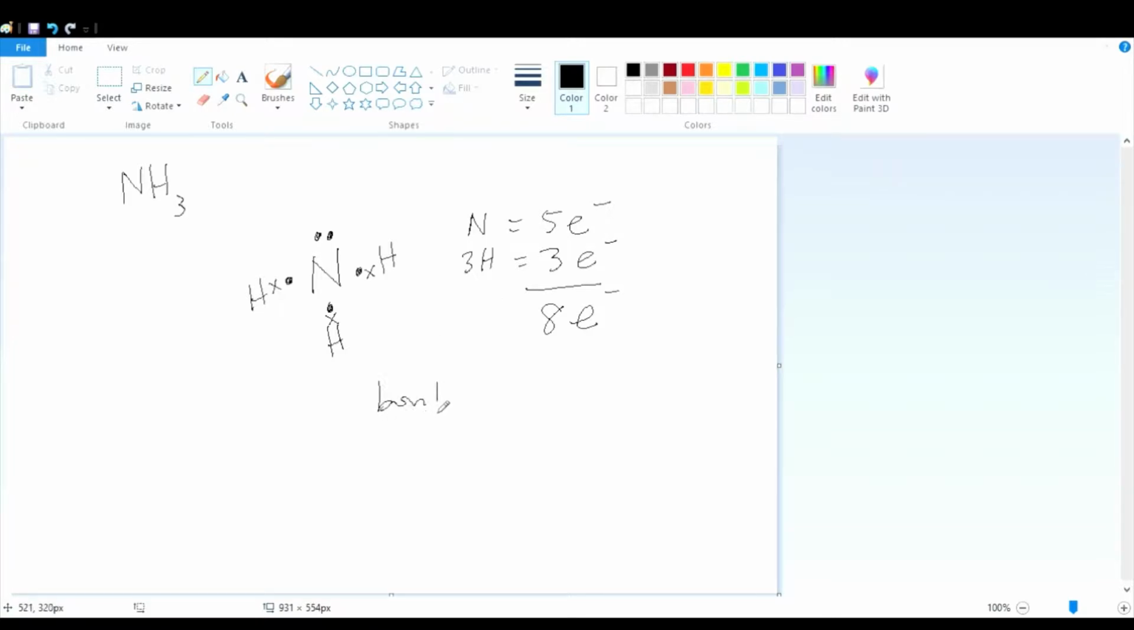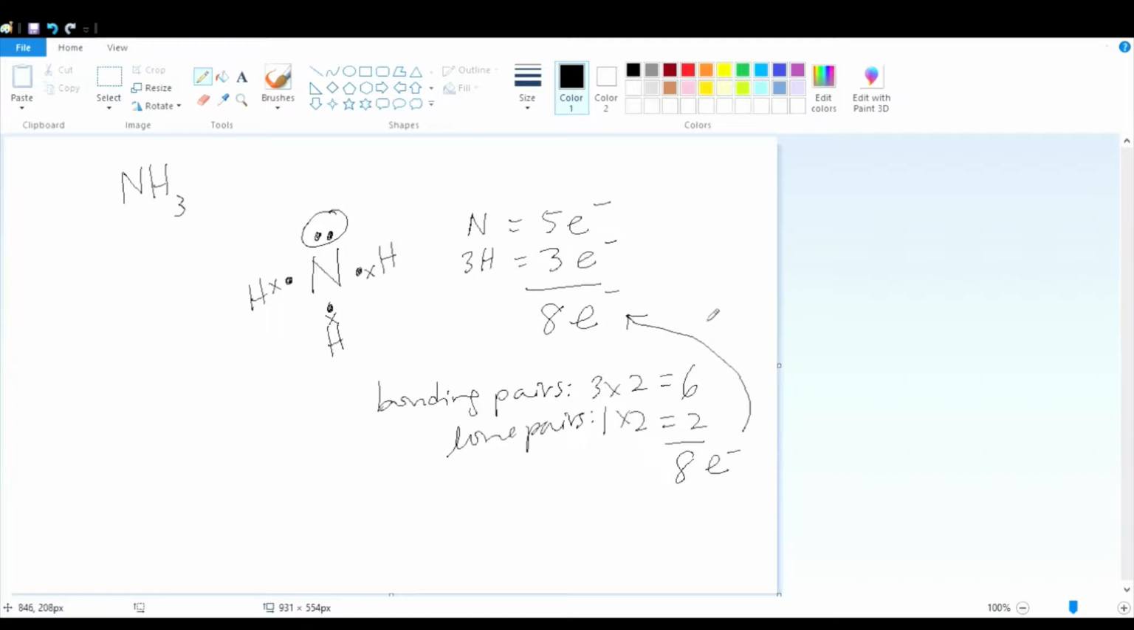How many bonding pairs do we have? 1, 2, 3, right? So 3 times 2 is 6. And how many lone pairs do we have? Just 1, right? So 1 times 2 is 2. We have the total of 8 electrons, which is the same as this one. So we have the correct Lewis structure for the compound ammonia.